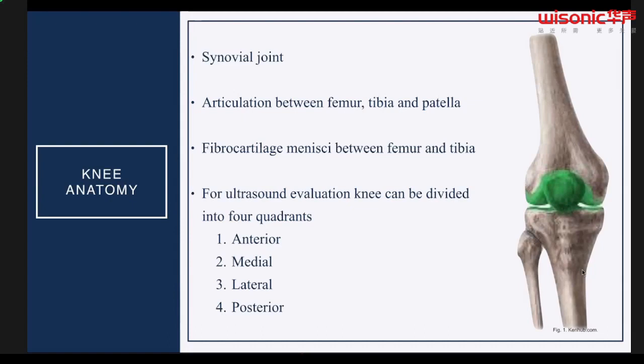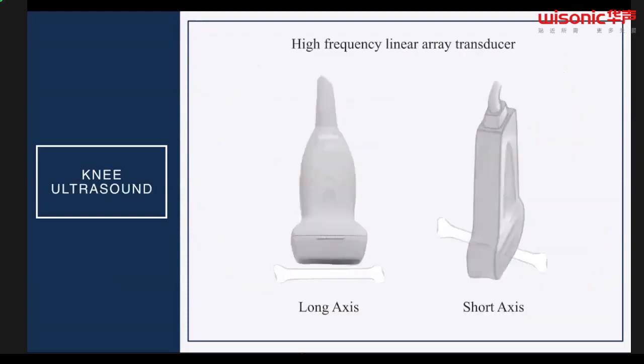And then when we're looking into how we're going to go ahead and do the ultrasound evaluation of the knee, you can split it into 4 quadrants. There's a lot of different structures, but if you split it this way, it helps with having an approach to do it. So we can split into the anterior, the medial, the lateral, and the posterior quadrant of the knee.